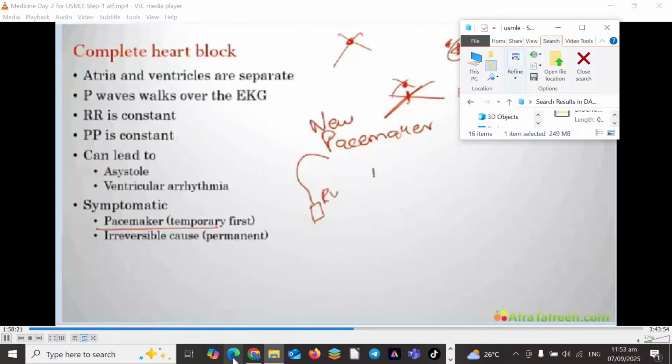First thing, you will put a temporary pacemaker. Maybe the heart block is a reversible thing. It happened because of some etiology hitting the heart right now, which can be tided over with time. And you just put a temporary pacemaker. If there is a response, you can remove the temporary pacemaker. But if there is no response, you can place it as a permanent pacemaker.